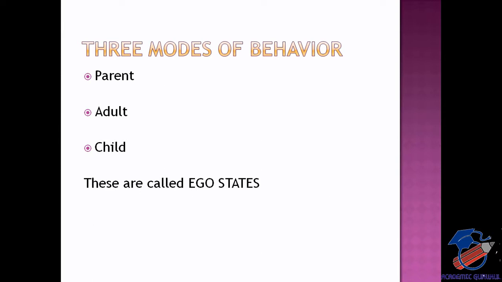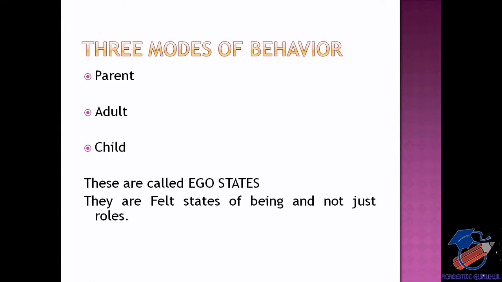So what these ego states are? These ego states are felt state of being and not just roles. They are different from roles. I may be a parent, but I can act as an adult. I may be a child or I can act as a parent.